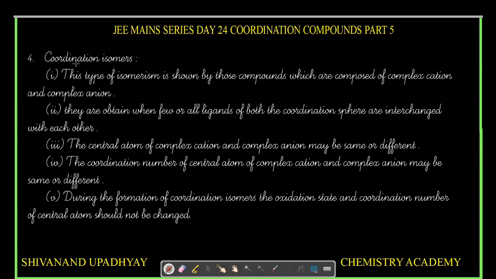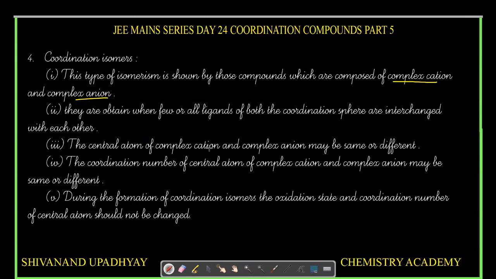The fourth type of isomerism is coordination isomerism, and the isomers are known as coordination isomers. This type of isomerism is shown by those compounds which are composed of a complex cation and a complex anion. So this is the first condition, that cation and anion both should be complex. They are obtained when a few or all the ligands of both coordination spheres are interchanged with each other. There may be a possibility that only one ligand is interchanged between the complex cation and complex anion, or more than one, or all possible. We can change all the ligands between those two.